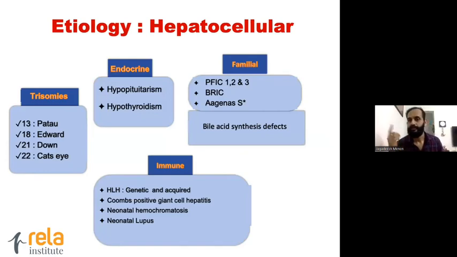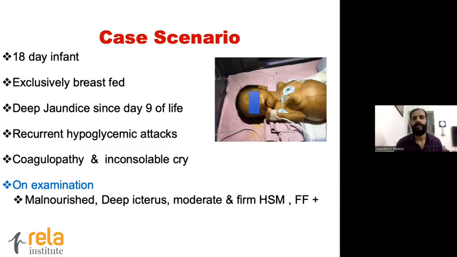And immune-mediated, the most important is HLH, neonatal hemochromatosis, and Coombs positive giant cell hepatitis. And from the familial genetic cholestasis, PFIC 1, 2, 3, and BRIC become possibilities.